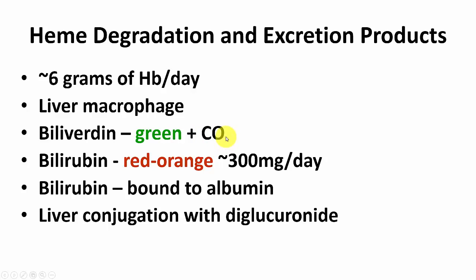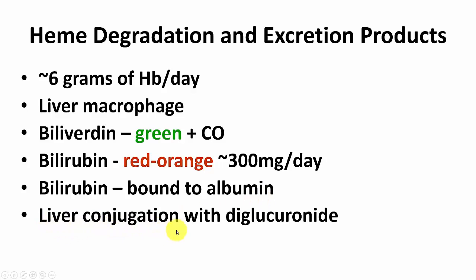A little of that carbon monoxide damages our hemoglobin, but not much. Bilirubin then is the next one, and it is red-orange. We make 300 milligrams of bilirubin a day. And bilirubin is not soluble, so its only way it can be transported in the blood is bound to albumin. It gets transported by albumin. That's one of the reasons we have so much albumin.